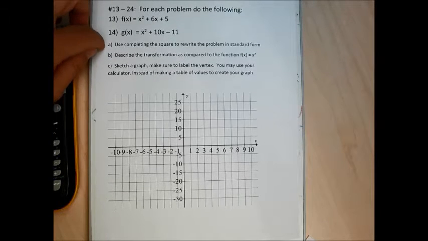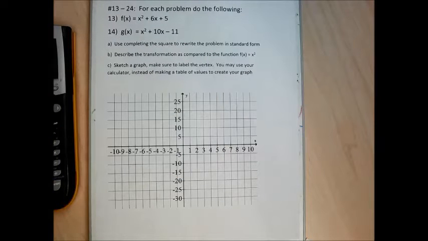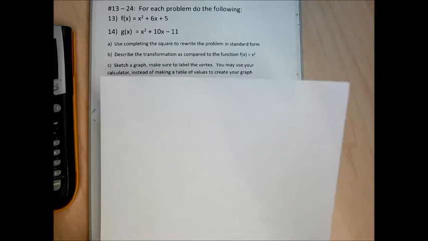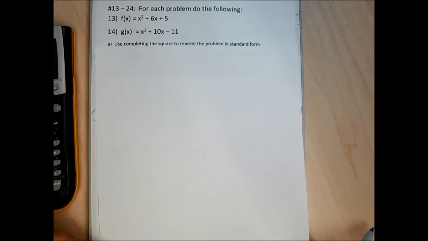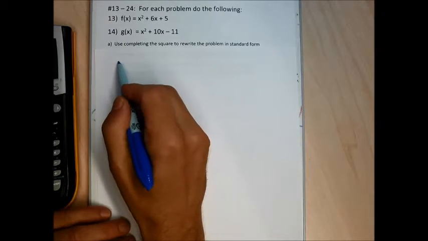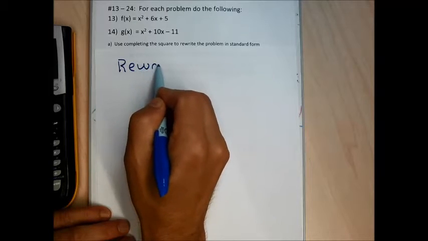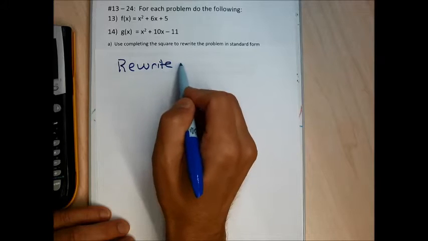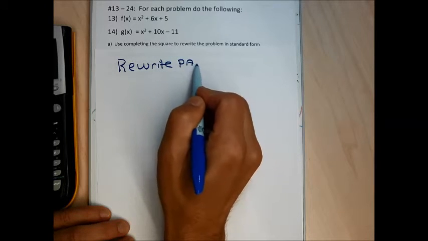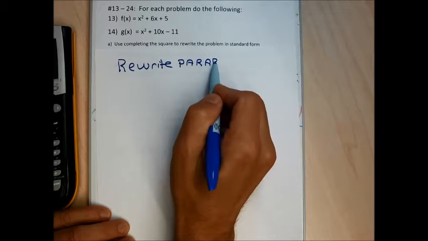Ultimately, I'm going to use a strategy called completing the square, which you learn in intermediate algebra, to rewrite the problem so that I can tell you, compared to the graph of x squared, whether it's shifted left or right, up or down, if it's reflected over the x-axis, if it's wider or narrower. So I'm going to get started in each one of these problems by using completing the square to rewrite the equation of the parabola in standard form.